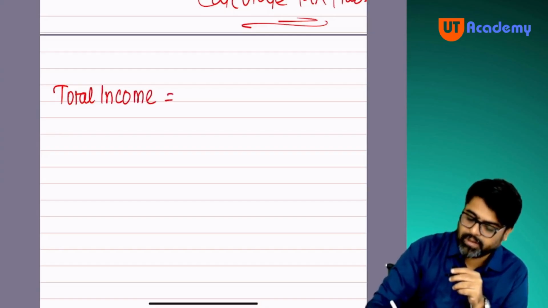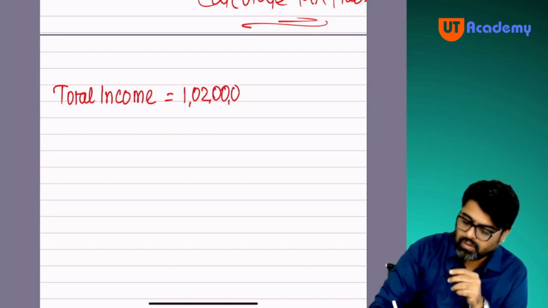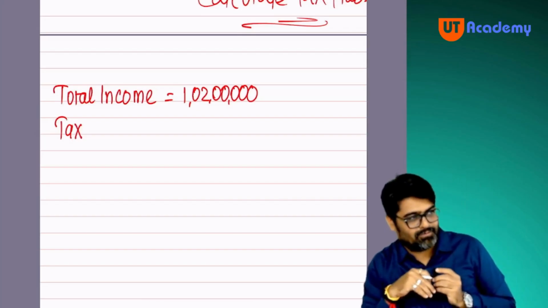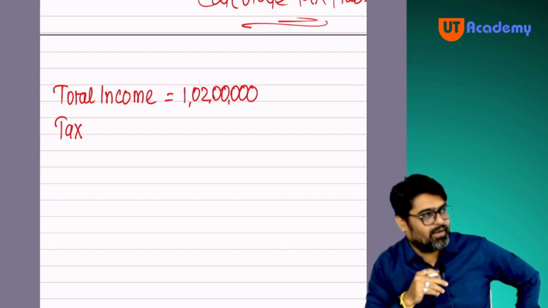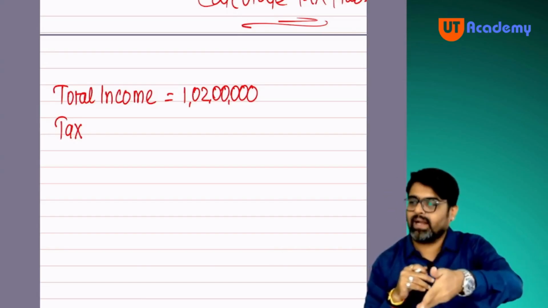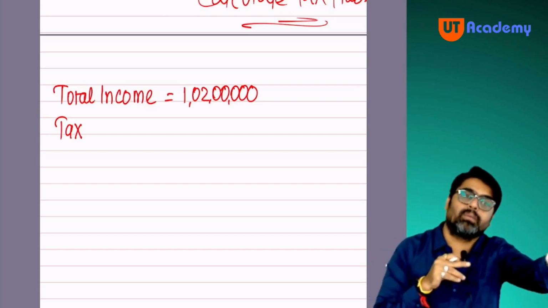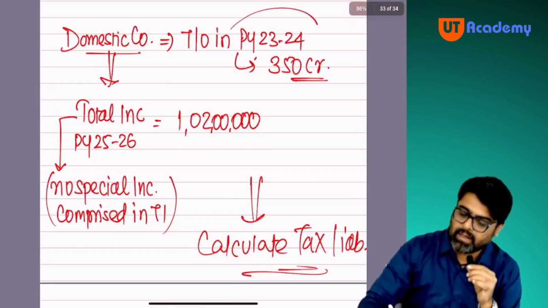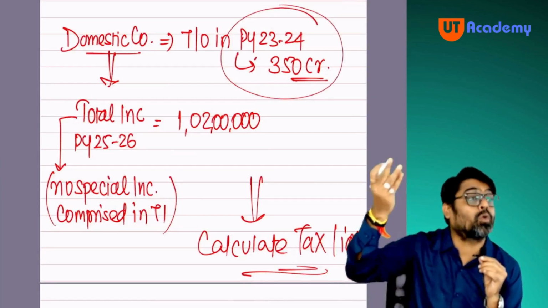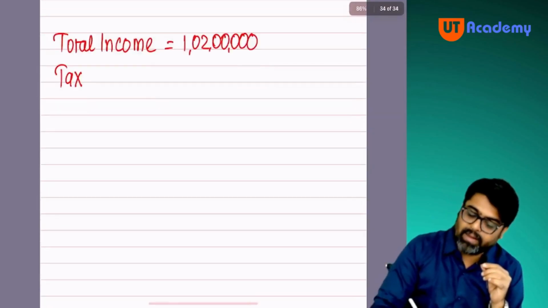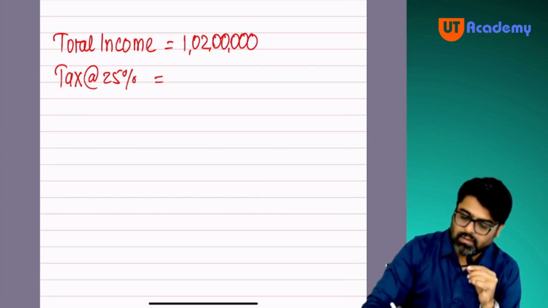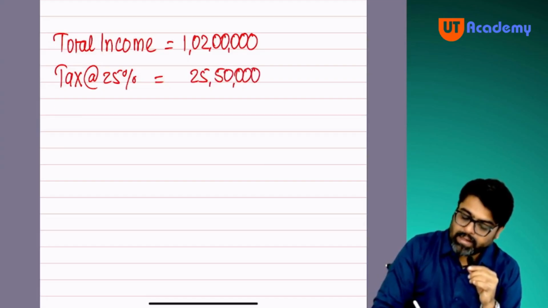How much is the total income? 1 crore 2 lakhs. Now, tax will be calculated at a flat rate. There is no special income, so the entire total income is normal total income of the domestic company. And for this domestic company, the 30% rate will not be applicable, but 25%, because turnover in the year 23-24 was not more than the limit. So the tax will be calculated at the rate of 25%. 25% of 1 crore 2 lakhs will be 25 lakhs 50,000.